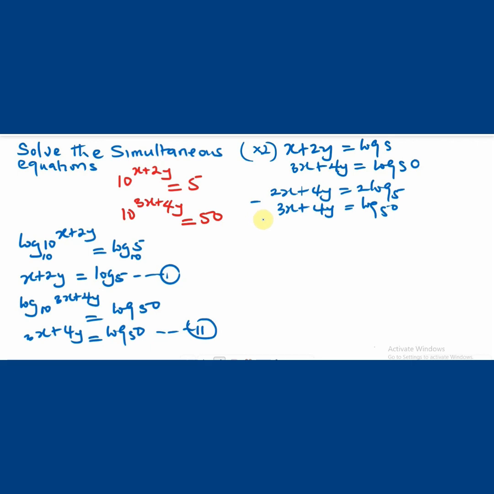So putting minus, that is to eliminate, subtracting this first equation from the second equation, that is going to give me 3x minus 2x, which is x. Then 4y minus 4y will be 0. Now is equal to log 50 minus 2 log 5. Remember if you apply power law here, the 2 will move up to 5. That is going to be minus log 5 raised to the power of 2. And you know that 5 raised to the power of 2 is 25.